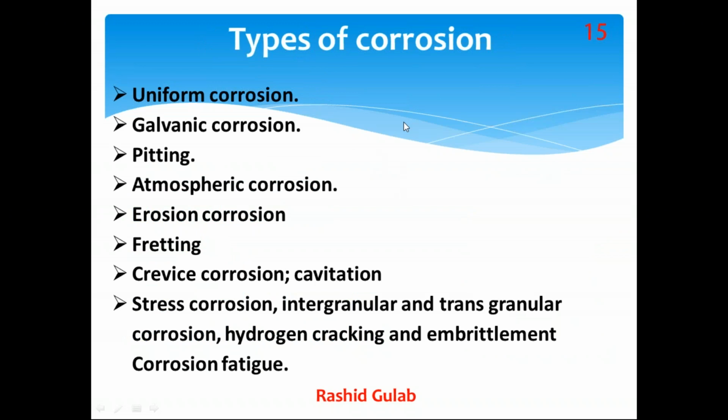Now we are going to the types of corrosion. What are the types of corrosion? The types of corrosion are uniform corrosion, galvanic corrosion, pitting, atmospheric corrosion, which we just discussed, fretting, crevice corrosion, cavitation, and stress corrosion. Stress corrosion is also known as intergranular and transgranular corrosion, hydrogen cracking, and embrittlement, corrosion fatigue. So any of these names all go to stress corrosion. We are going to start discussing the types of corrosion one by one.